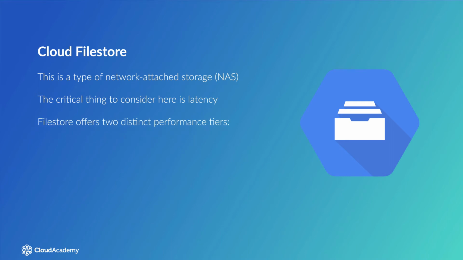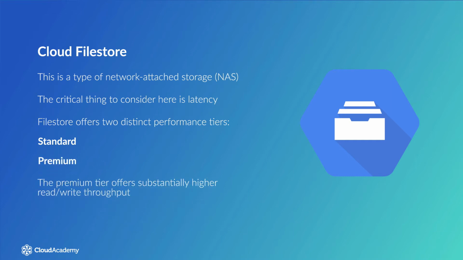Filestore offers 2 different performance tiers. There's a standard performance tier and premium. The main difference here is that the premium tier offers substantially higher read-write throughput. So be sure to check the specs here very carefully. We'll add a little chart you can look at. And there are many applications, of course, that can be bottlenecked by NAS systems.